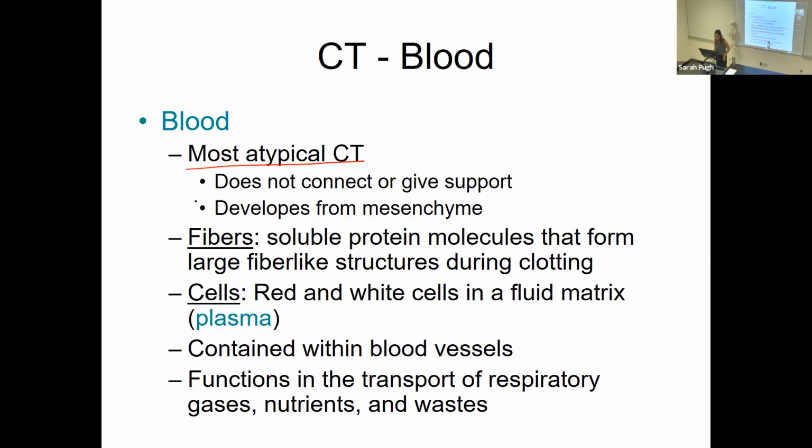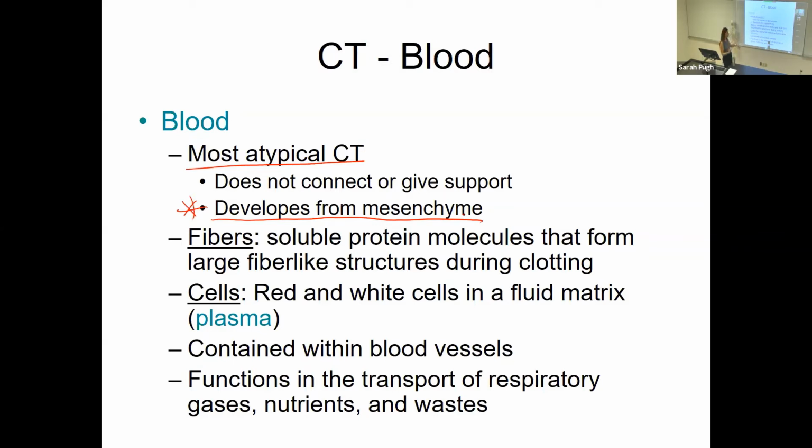But remember, the reason why we classify blood as a connective tissue is because it develops from the same embryonic tissue as our other connective tissues. Remember, it's that middle layer in that big ball of embryonic cells called mesenchyme. Now, because blood is atypical, it is not going to follow all the same rules of our other connective tissues.